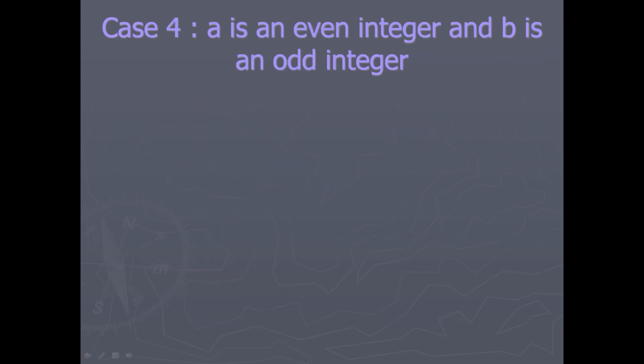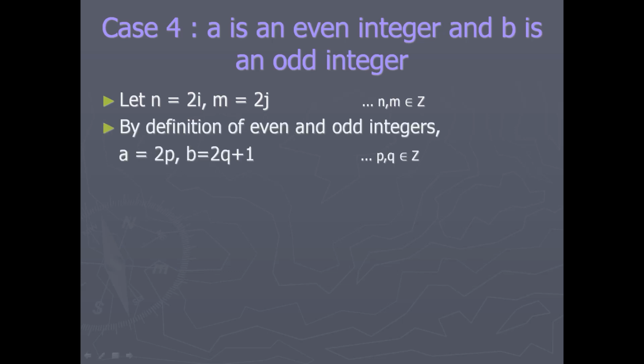Now case 4 says that a is an even integer and b is an odd integer. So now by the definition of even integers, n equals to 2i and m equals to 2j, where n and m are integers. By definition of even and odd integers, a is equals to 2p and b equals to 2q plus 1, where p and q are integers.